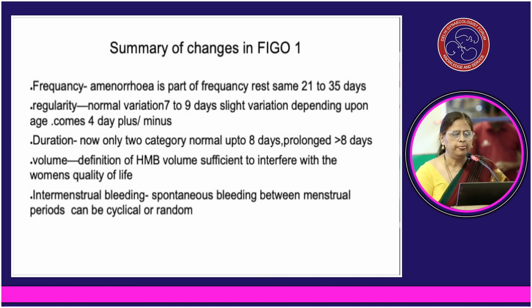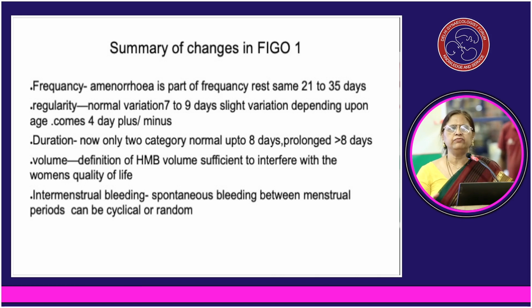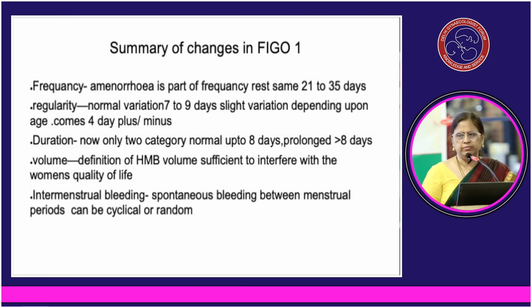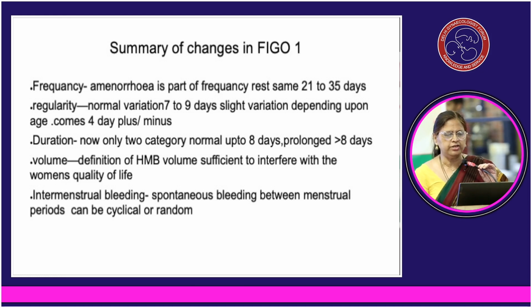And what is the volume? Definition of volume, previously we used to read in the previous classification, it is 80 ml. But now 80 ml or 35 ml, it is nothing like that. Any bleeding which is bothering a woman, whether it is very less or very much, and is causing a change in the quality of life, may be taken as abnormal. Intermenstrual bleeding is spontaneous bleeding between menstrual cycles, which can be cyclical or random. So this is the system 2 classification.